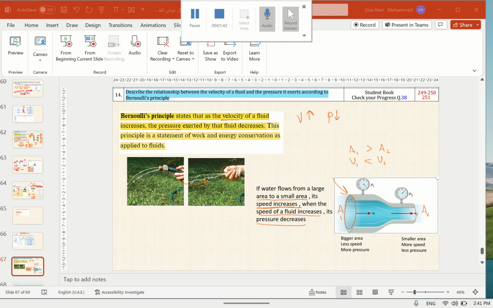Now, the opposite happens to the pressure. P1 would be bigger than P2. And you can see it using this indicator that the pressure of the fluid when it was passing through the larger area is bigger than the pressure of the fluid when it was passing through the smaller area.